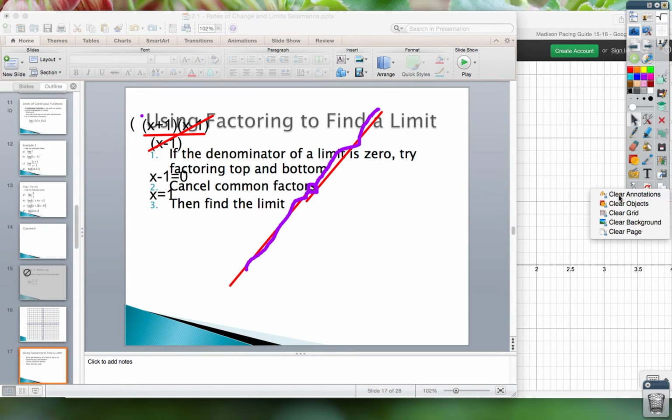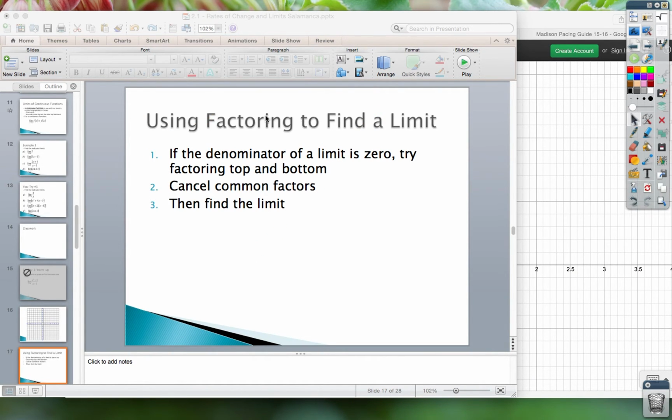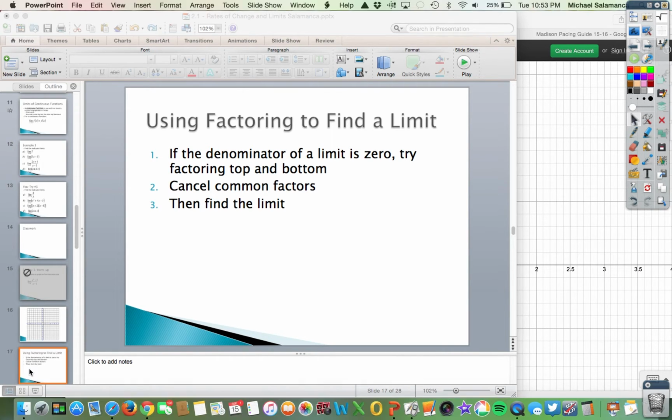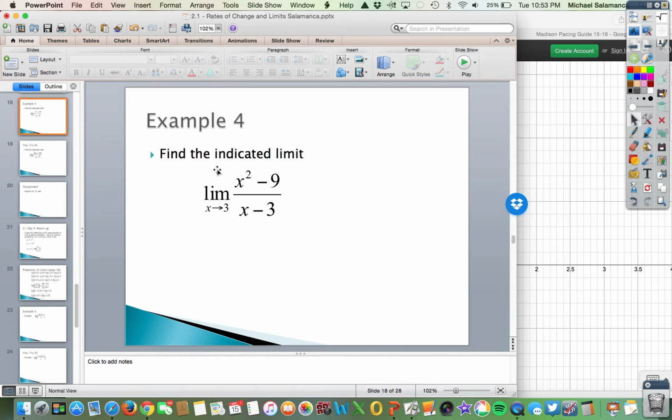So in order for us to solve these functions, and to find these limits rather, we are going to have to start factoring. So first, if the denominator of a limit is 0, try factoring the top and bottom, then cancel common factors, then substitute to find that limit. So let's look at a couple example problems.